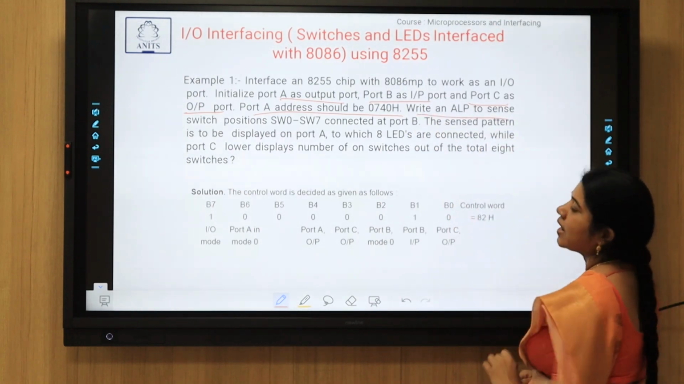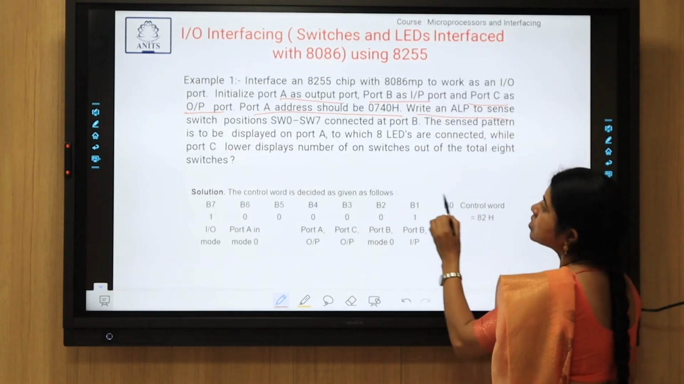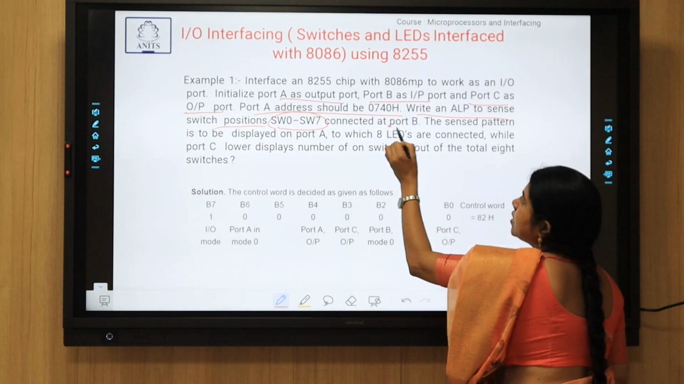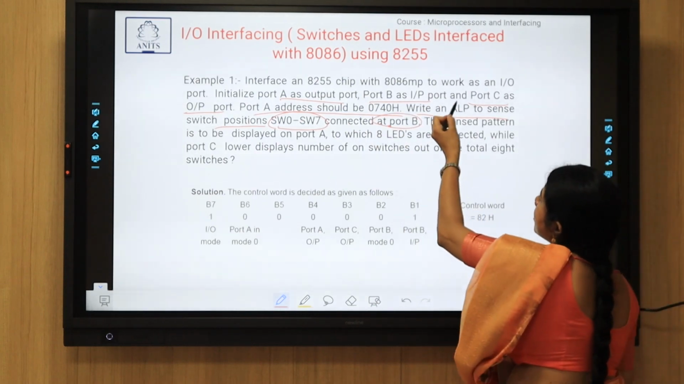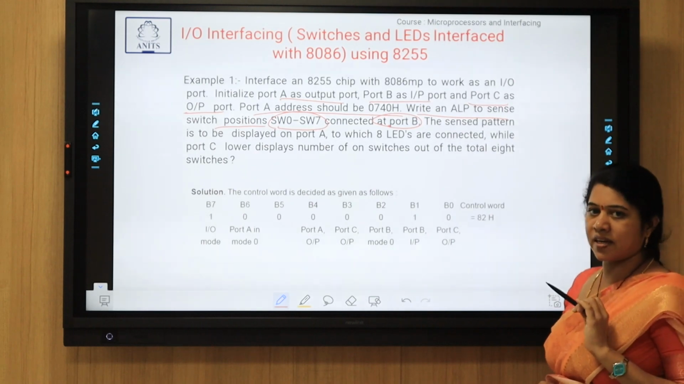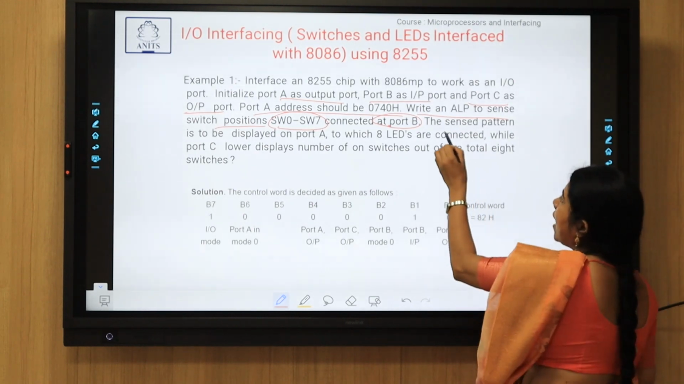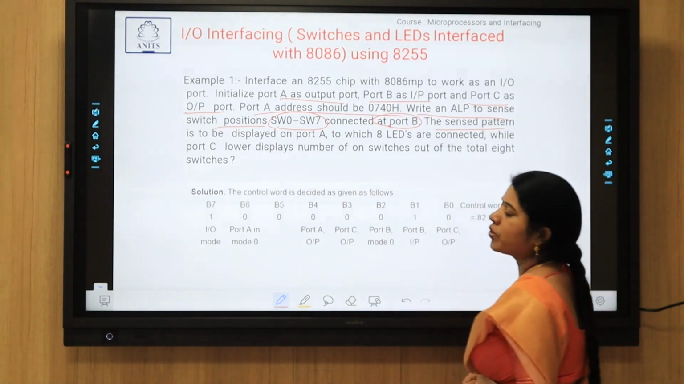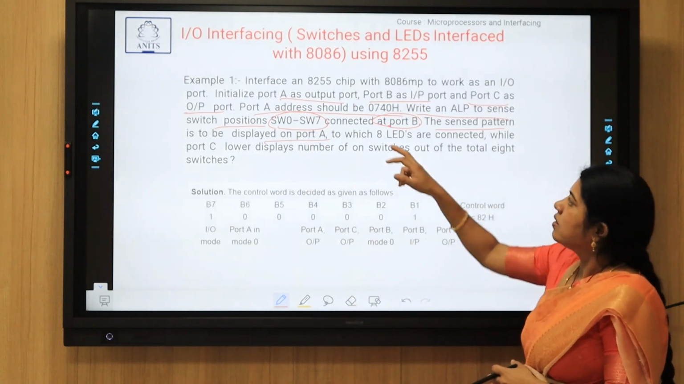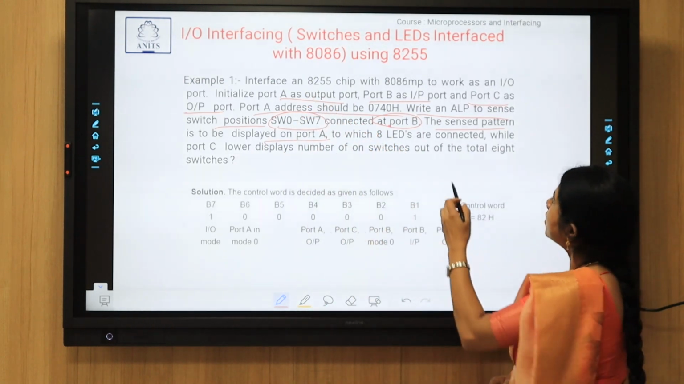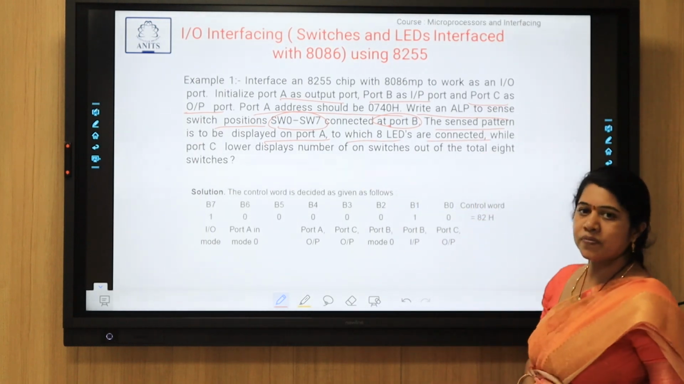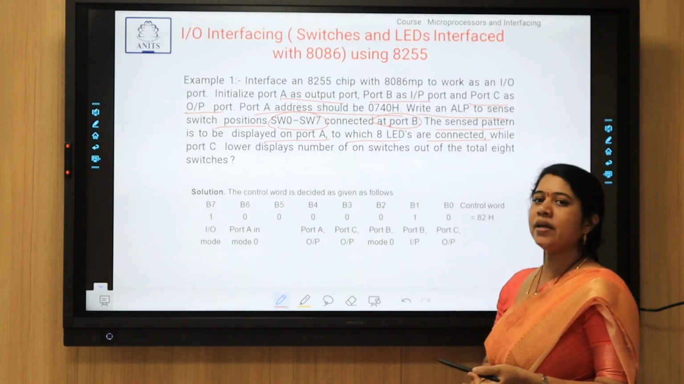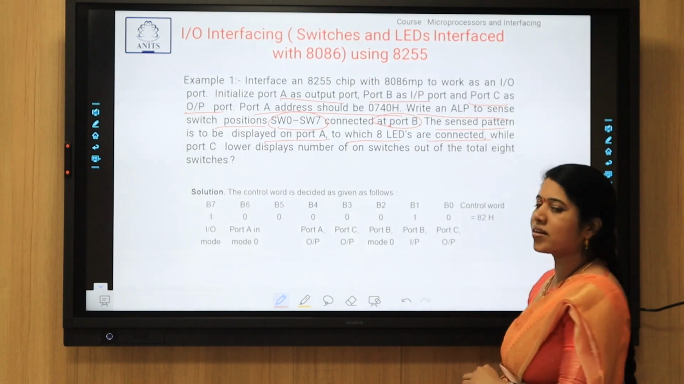So we have to write an assembly language program to sense the switch positions SW0 to SW7, which are connected at port B. Already specified that port B is an input port where the switches are connected. Yes, switches are the input devices. And the switch pattern is to be displayed on port A, where port A is the output port, to which 8 LEDs are connected. So according to the switch pattern connected at port B, it has to be displayed on port A where the LEDs are connected.